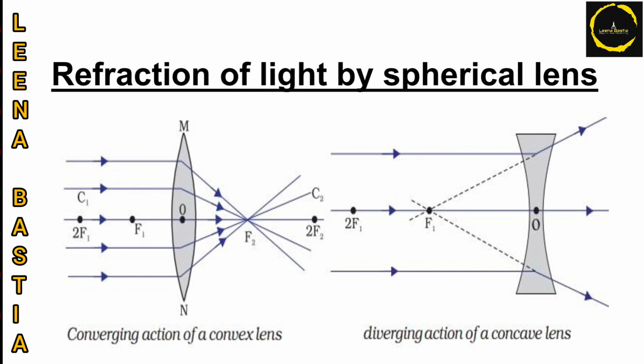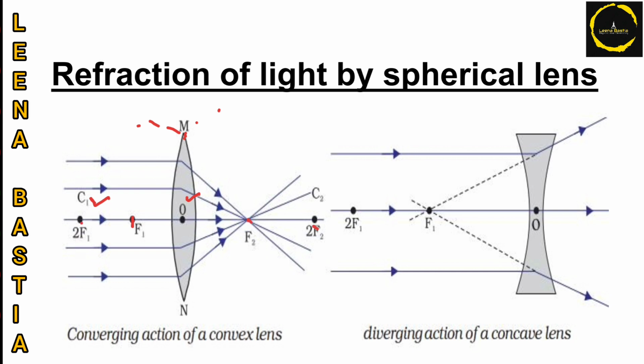Now this is the optical center, and these are the centers of curvature. In between, what is the midpoint? That is the focus. Because it is a combination of two spherical surfaces, here this is part of one circle and this one is part of another circle. So we have two centers of curvature. Similarly, we get two focus points.